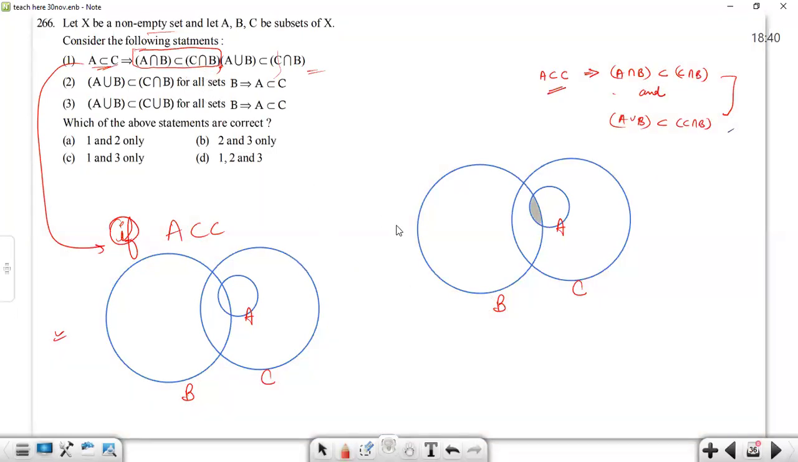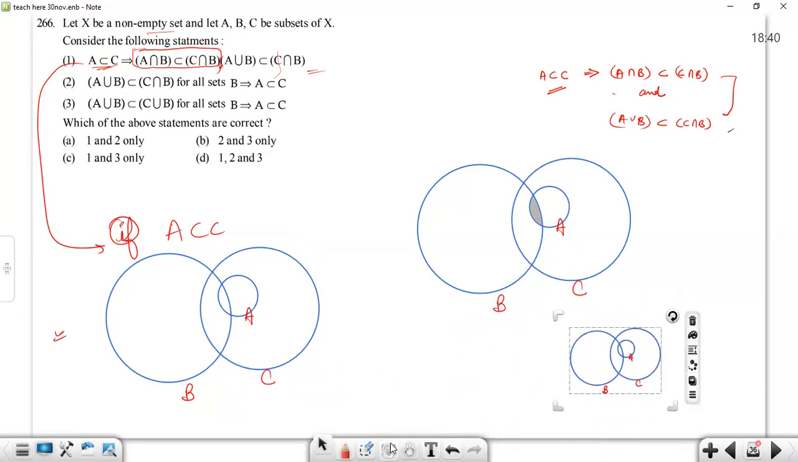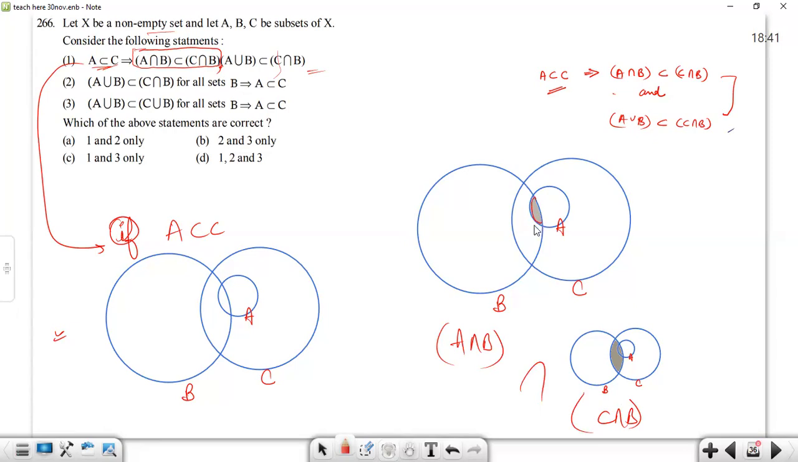Now let's find out C intersection B. C set is this, B set is this. So let's draw C intersection B in another drawing. Let's compromise. This is set C, and C intersection B is this. Now what is common in these two figures? This is A intersection B, this is C intersection B, and what is common between these two is this small part, right? Yes, sir.